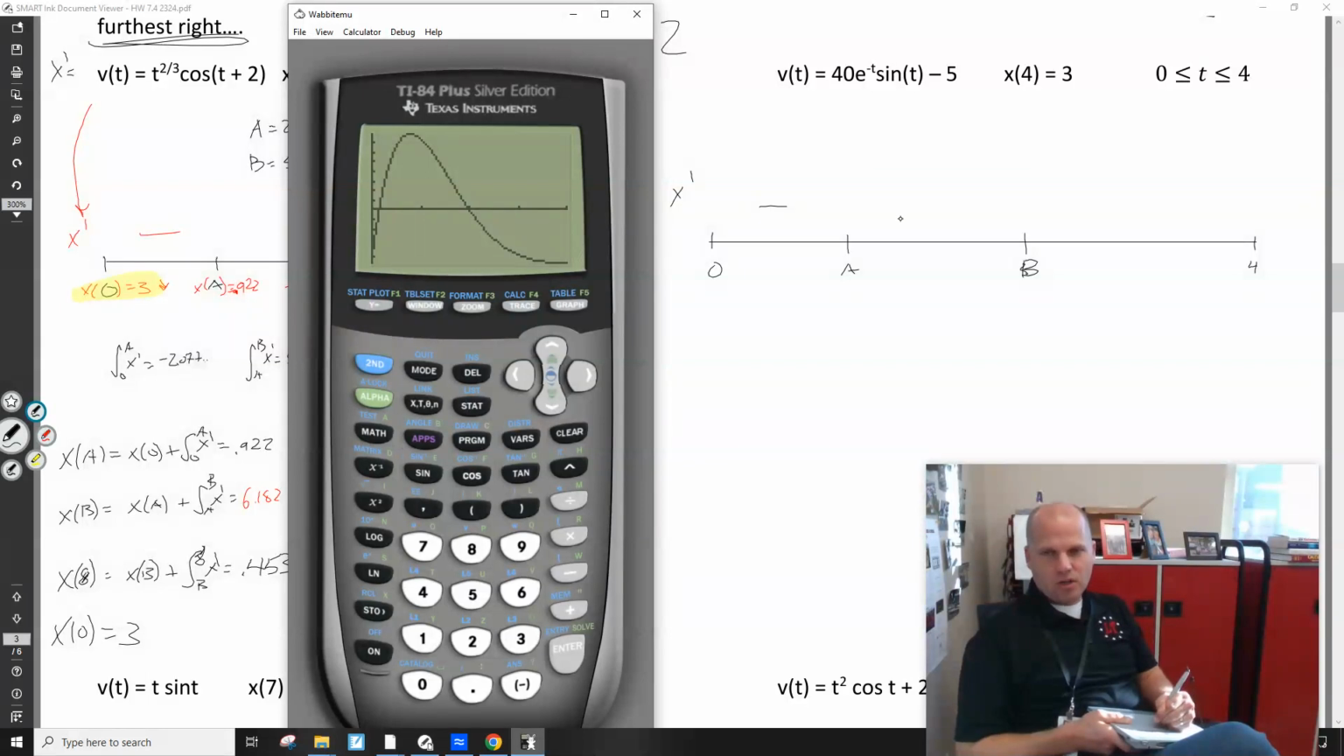I got a small little negative interval, then positive, then negative. And again, I'm using my derivative, looking at the signs. I have these two intersections at A and B. Let's go find them and list them off.